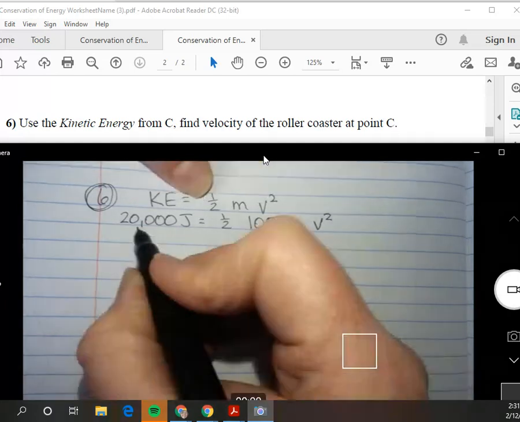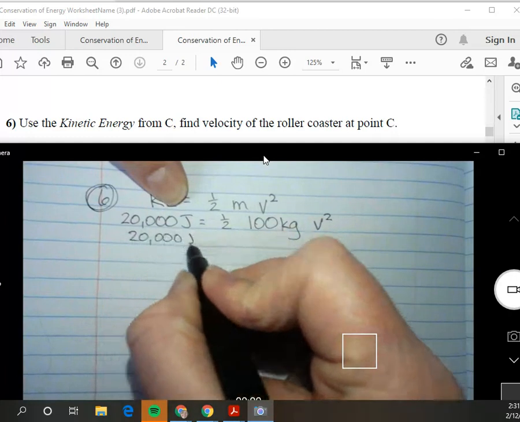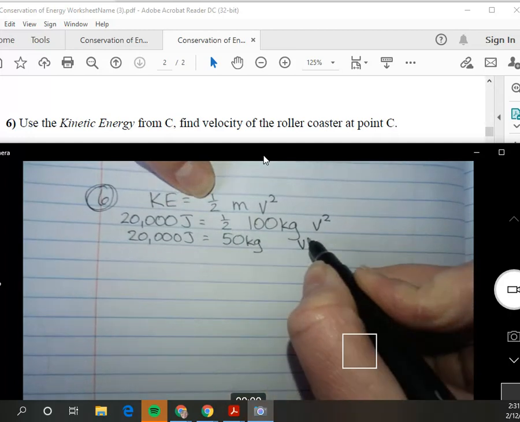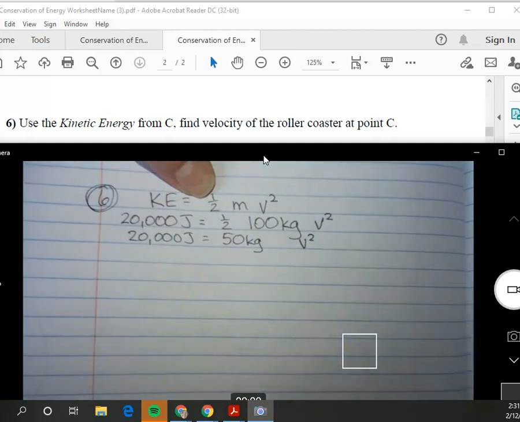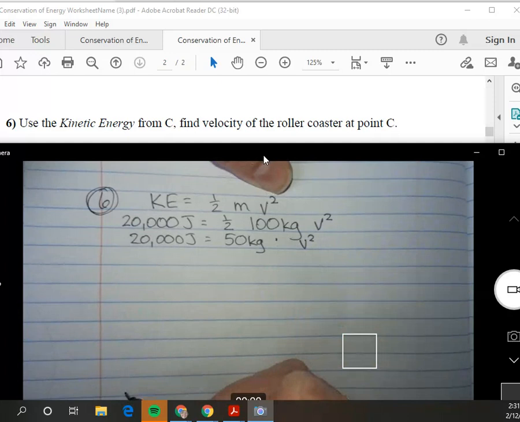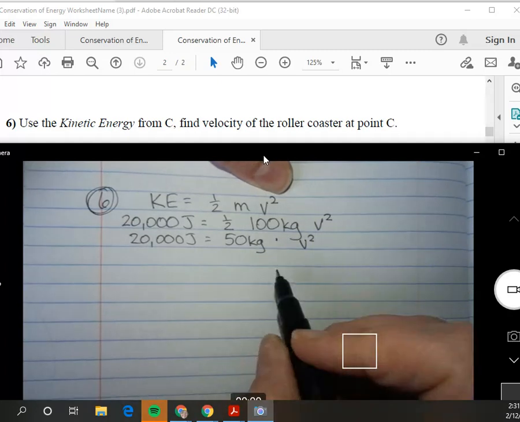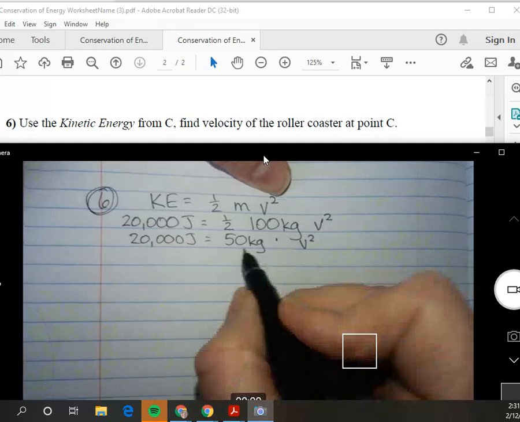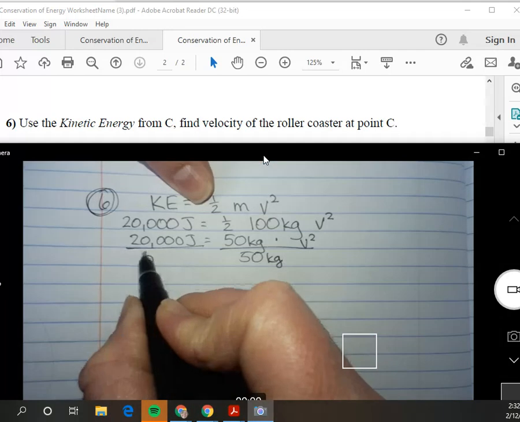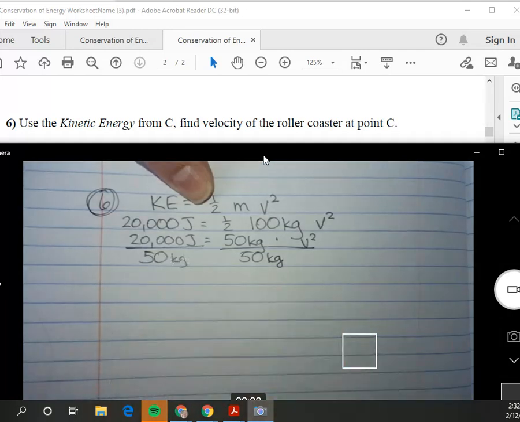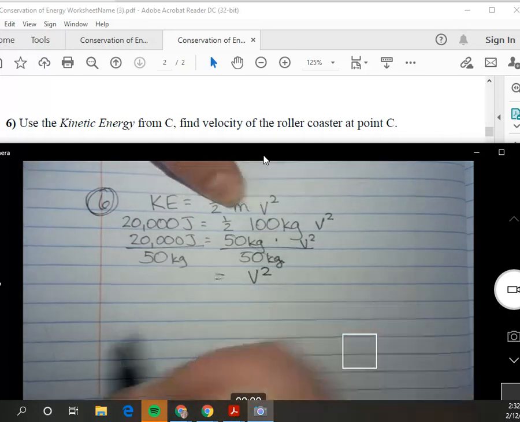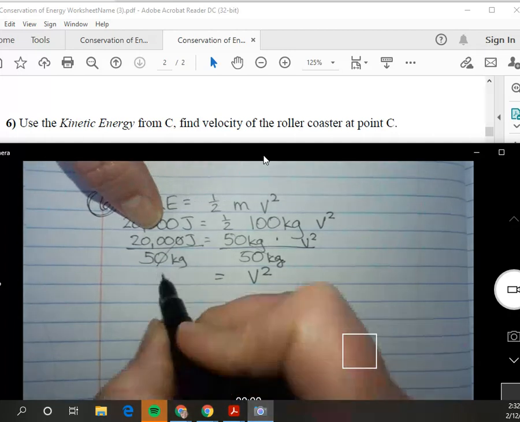So what can we figure out? Well, we have 20,000 joules. 1/2 of 100 is 50. And we still don't know velocity squared. So again, with that same algebraic thinking, if I'm multiplying here, I have to do the opposite math operation in order to get rid of it. So I'm going to divide by 50 kilograms. And that gives me v squared on this side, but then 400.